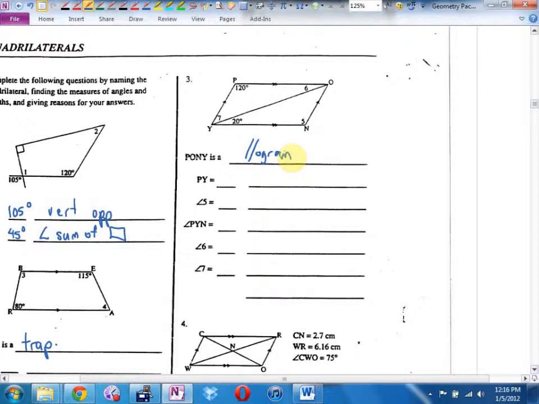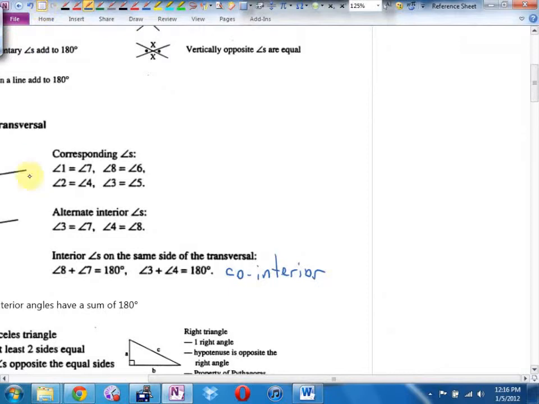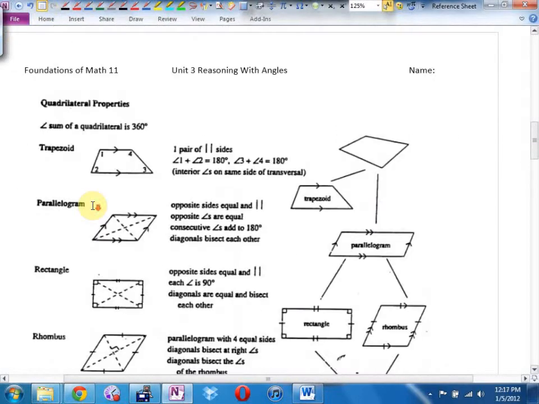Then it says PY, this line, equals what? What's this line the same length as? You're right. I heard someone say it. Why? Let's look at our sheet. What does it say about parallelograms? How about op sides equal? Opposite means the facing sides, they're equal to each other. And that's a little rule right there. So you have parallel line, parallelogram rules right here, and you have rectangle rules right here. And a rectangle is also a parallelogram. So not only do all of these apply, we looked at quadrilaterals a few days ago.